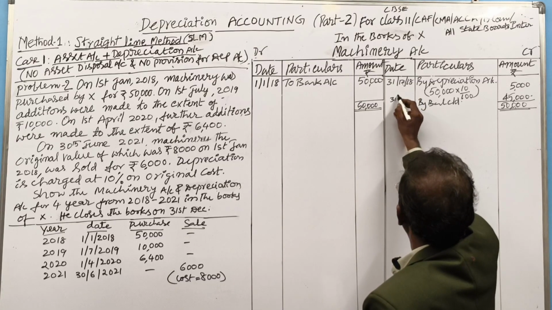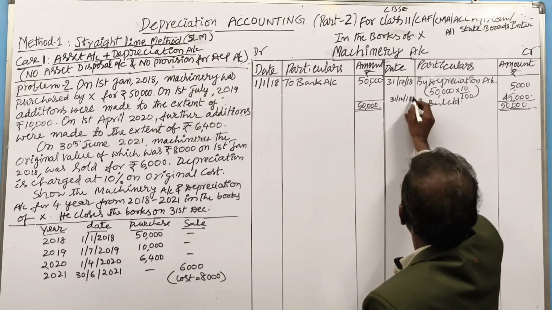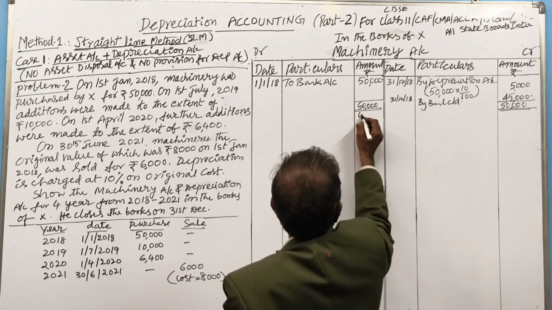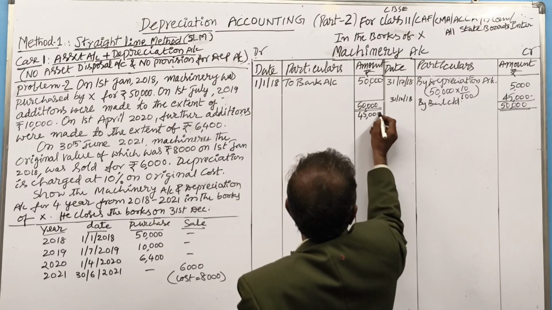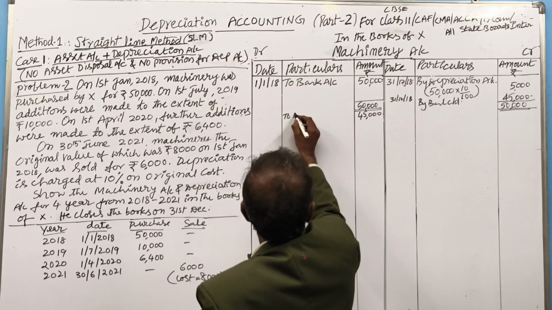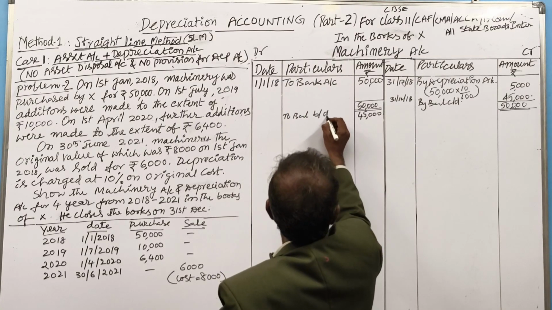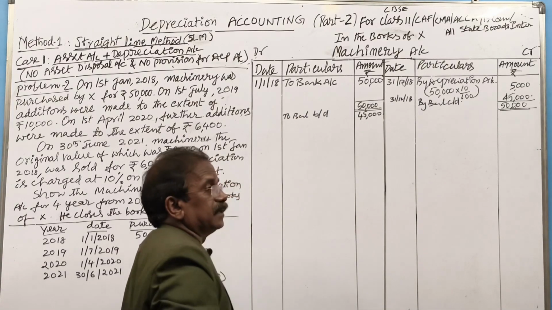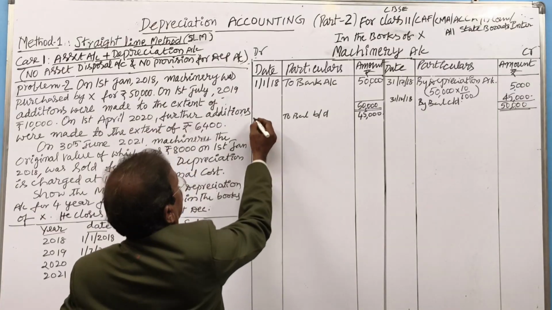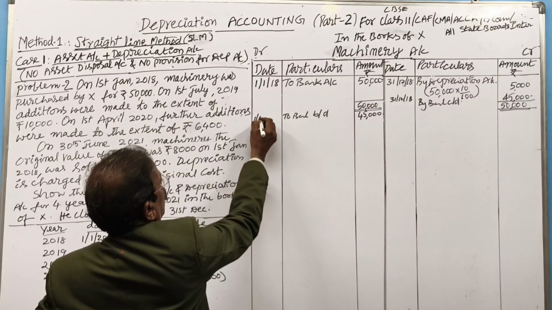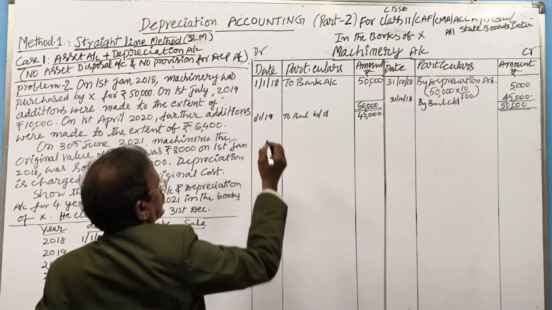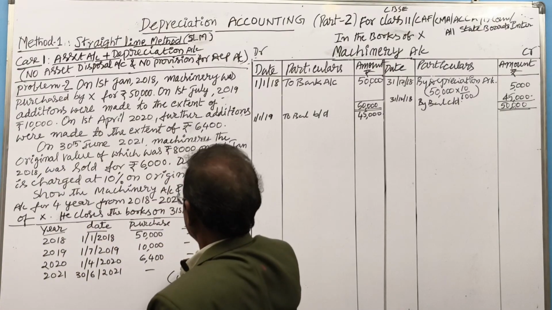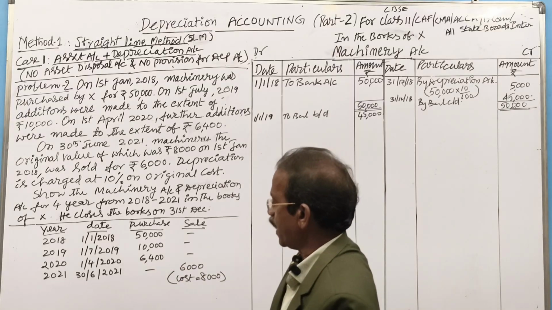That is 31/12/18. The same carry down will be brought down here. That is 45,000. Here you have to write to balance brought down. Here you have to put the starting date of the second year. The starting date of the second year is 1/1/19.